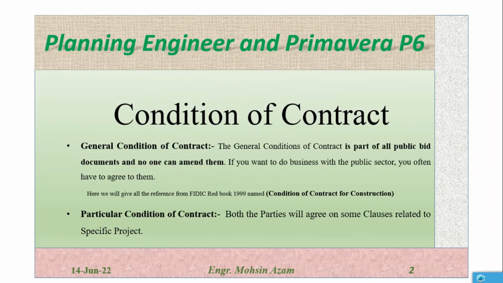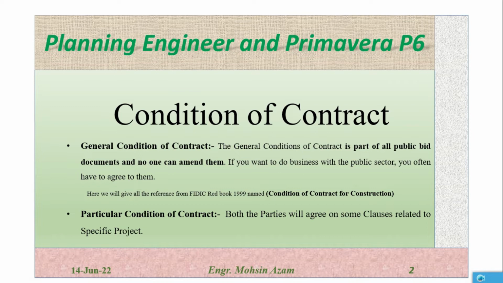Next is general condition of contract. General condition of contract is a part of all public bid documents and no one can amend them. If you want to do business with the public sector, you often have to agree to them. So general condition of contract is actually an agreement which we have to make with any public sector authority, and amendment in the terms is not possible. If you want to take any business or project from the authority or the public sector, you have to agree to all the terms and conditions of the contract.